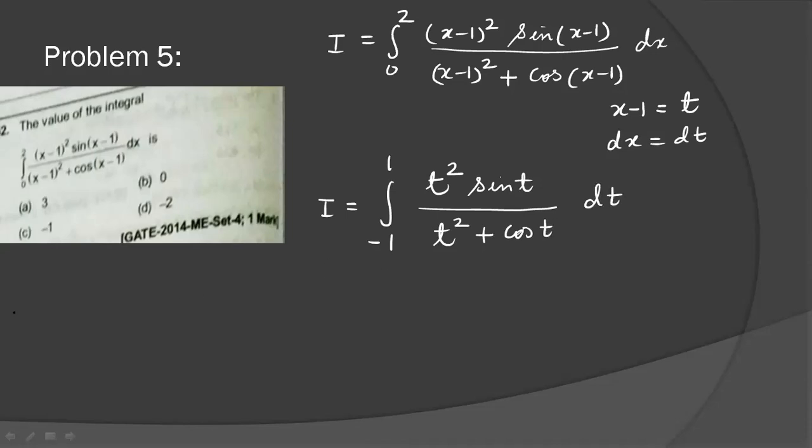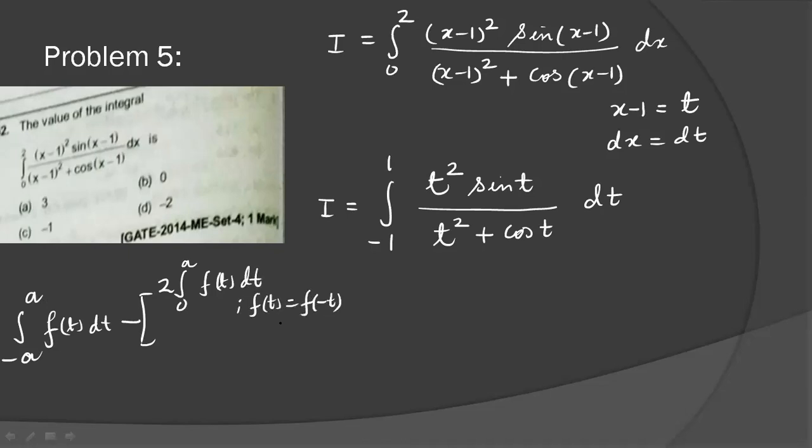So for this type of integration, minus a to a f(t) dt, I told you the result: it is 2 times 0 to a f(t) dt when f(t) is an even function. You can see my lecture 21b. And it is 0 if f(t) is an odd function. So check, but this will work when the limit is in the form of minus a to a, and this limit is in the form of minus a to a with a equal to 1.